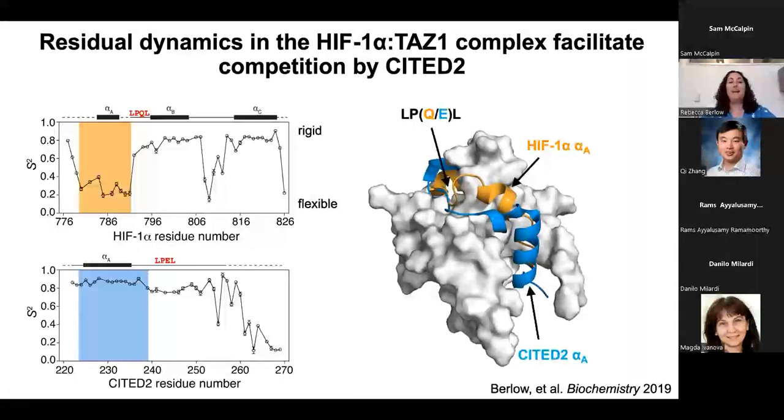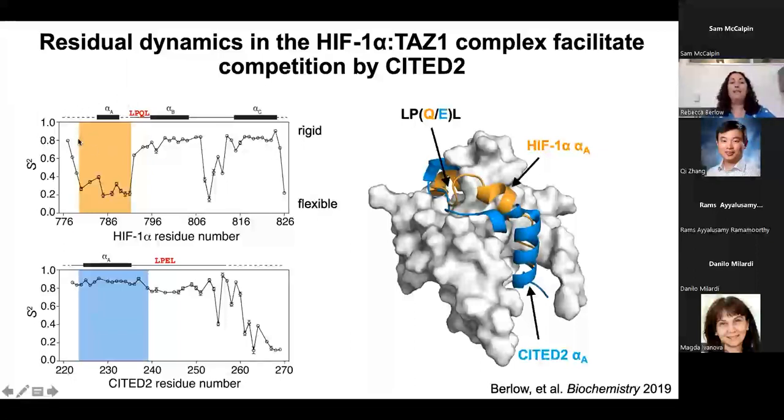And what happens in these order parameter values is simply that anything that has a higher value, so around 0.8 or higher, is assumed to be rigid in a complex with TAZ1, and any of the residues that have lower order parameter values are assumed to be flexible in their complex with TAZ1. And so what we observed was that for HIF-1 alpha, despite the fact that we saw 3 helices forming in the structures, HIF-1 alpha had 2 helices that seemed to be adopting a relatively rigid conformation in complex with TAZ1.